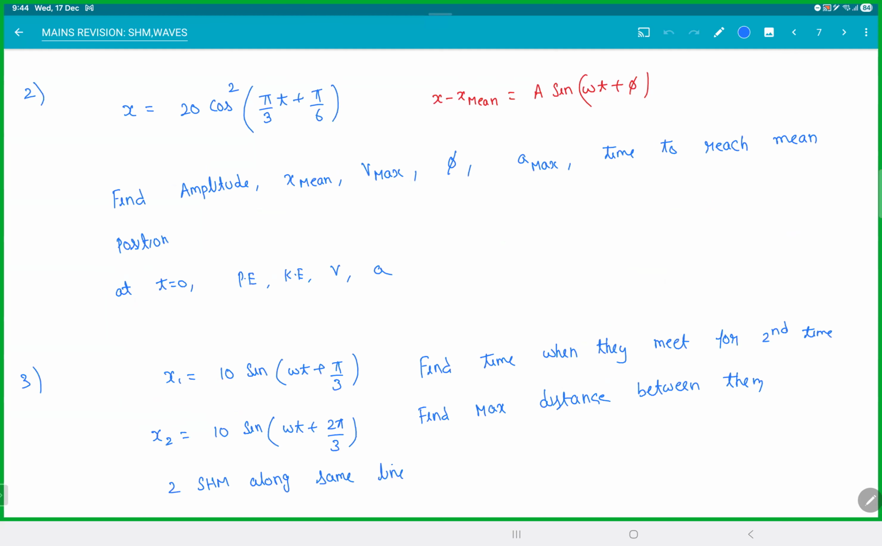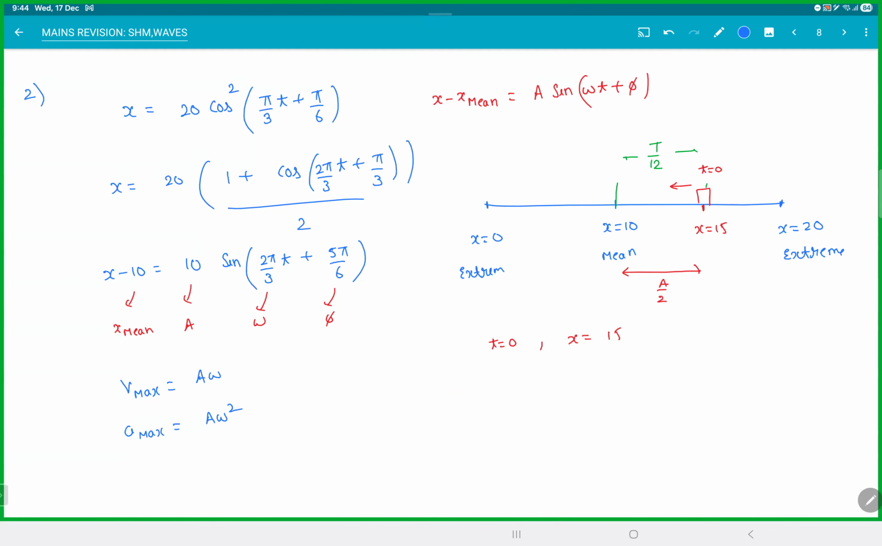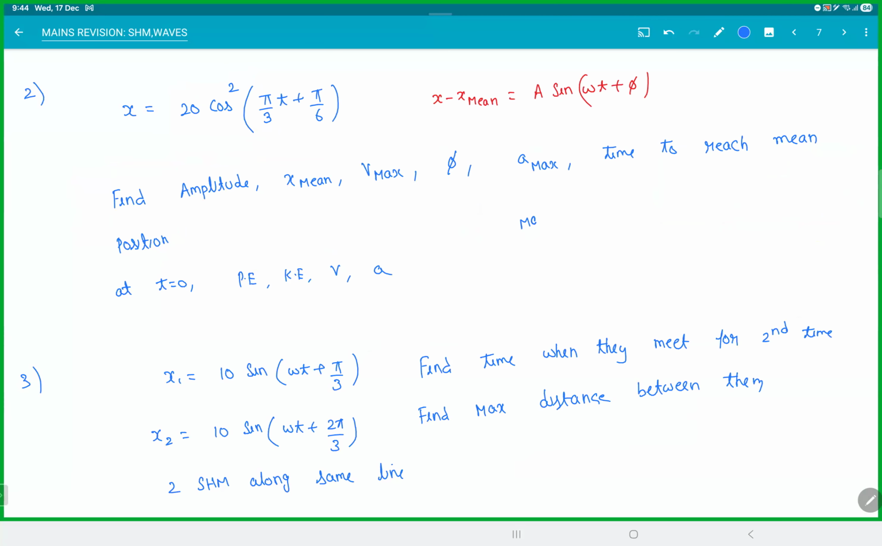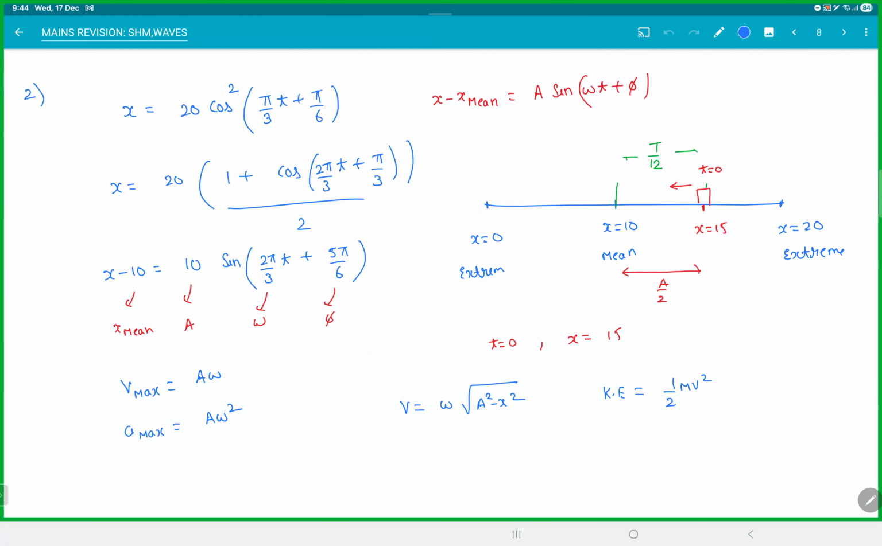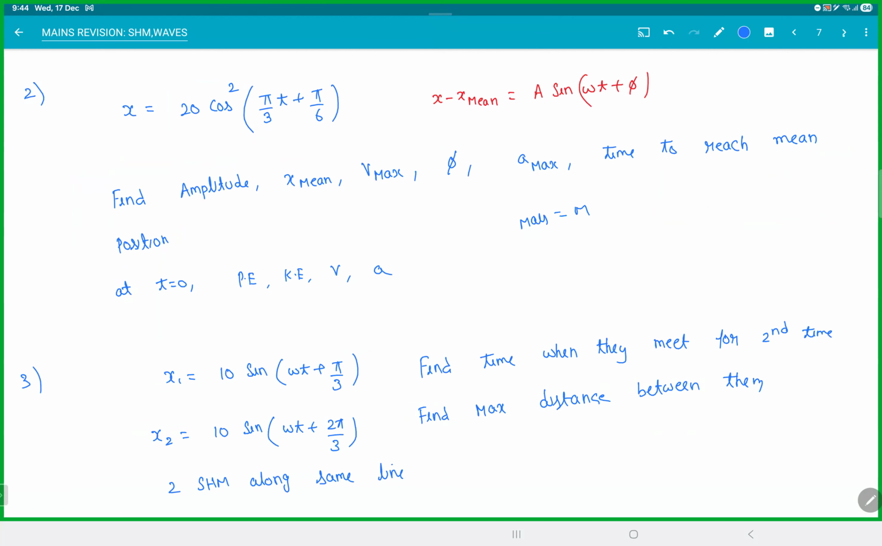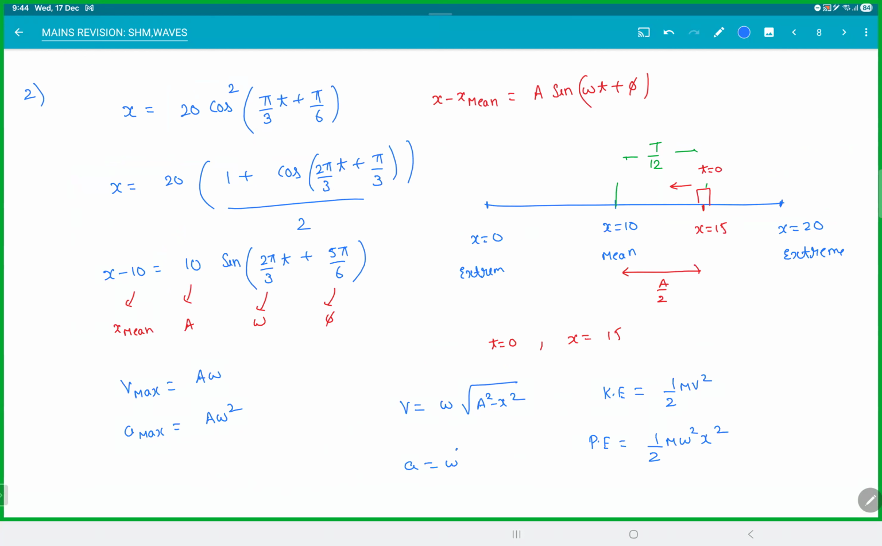You're asking kinetic energy at t is equal to 0. Okay, then I think I can do this. V is equal to omega into root over A square minus x square. Yeah, use that. That is better. Kinetic energy is half mv square. I need to give you the mass actually. Right? And what is potential energy? Potential energy will be half m omega square x square. Velocity, acceleration is equal to omega square x. You get everything you want. Clear with this?